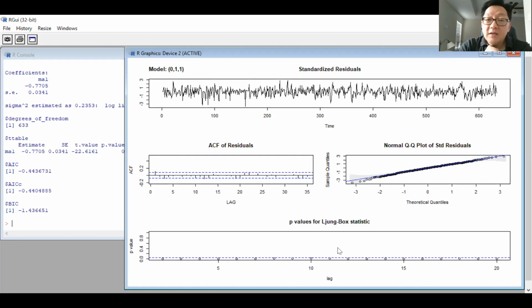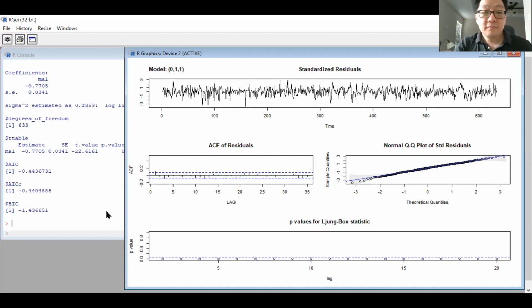The other plots, the standardized residual plot, the ACF of the residuals, or even the normal QQ plot, everything looks good. But the problem is the p-value. The p-value must be bigger than 0.05. So let me show you something.